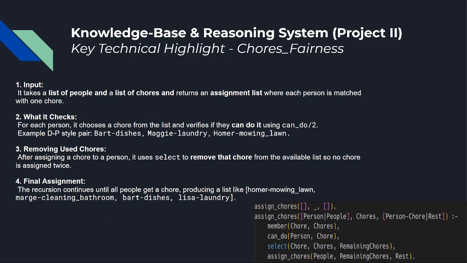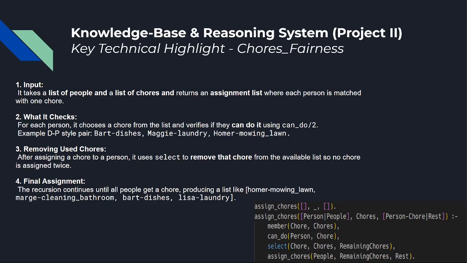So in this slide, I'll be explaining the chore fairness algorithm, which is a constraint satisfaction algorithm that assigns chores to the people fairly. Just imagine that you are a parent with four kids and four household chores. Everyone needs to do one chore, everyone must be able to do their assigned chore, and no chore gets repeated twice.